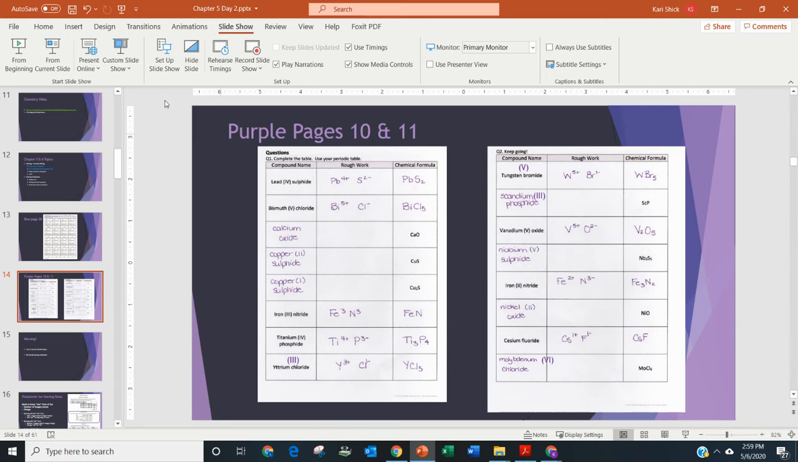Iron 3 nitride. We've got iron 3, iron with a +3. Nitrogen has a -3. Crisscross them, Fe3N2.